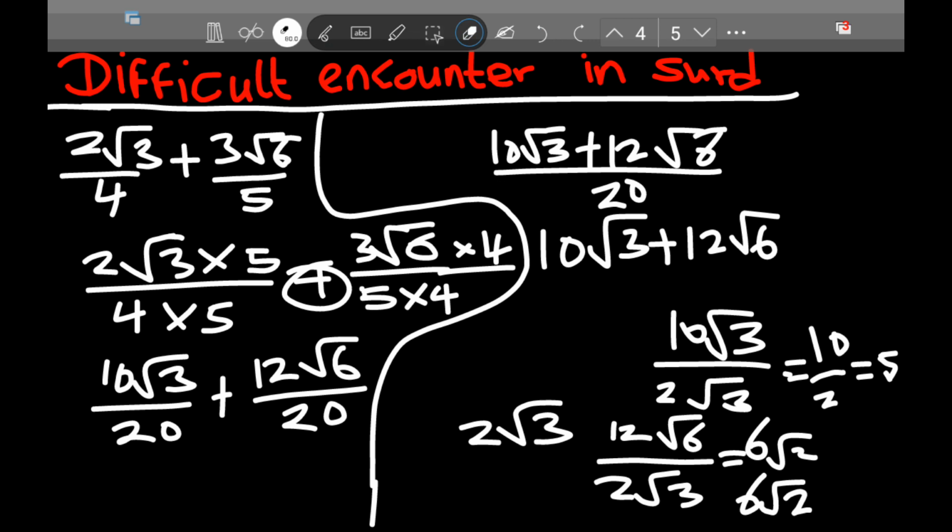So we can therefore get rid of this stuff. But you need to keep in mind what we got here, because I'm not going to do it again. 6 root 2 and 5.